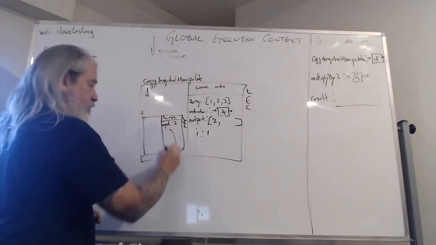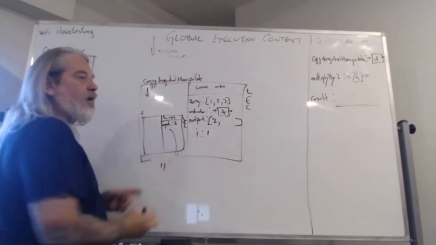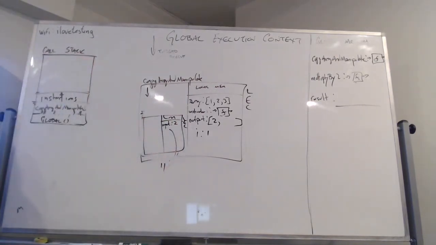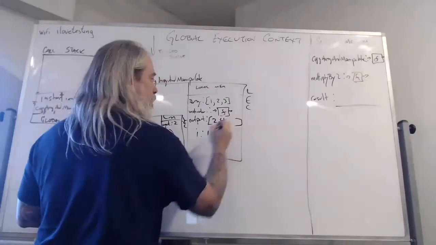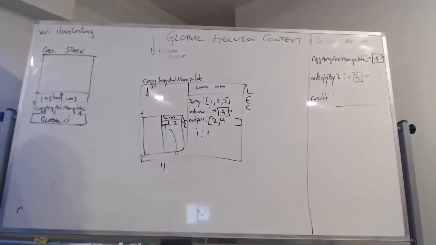Return the value, yeah. So 4, and then what are we going to do with that value now that we've executed this function? It has evaluated to 4. What are we going to do with it? Push it onto the output array. Okay, right. Then you go to the next one. I plus plus, increment again.